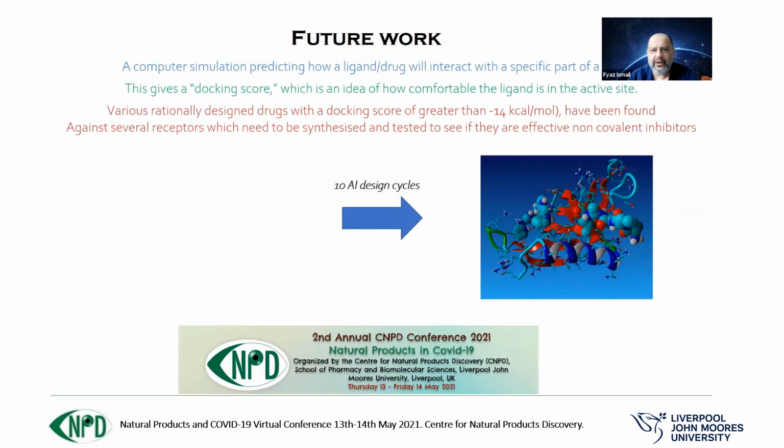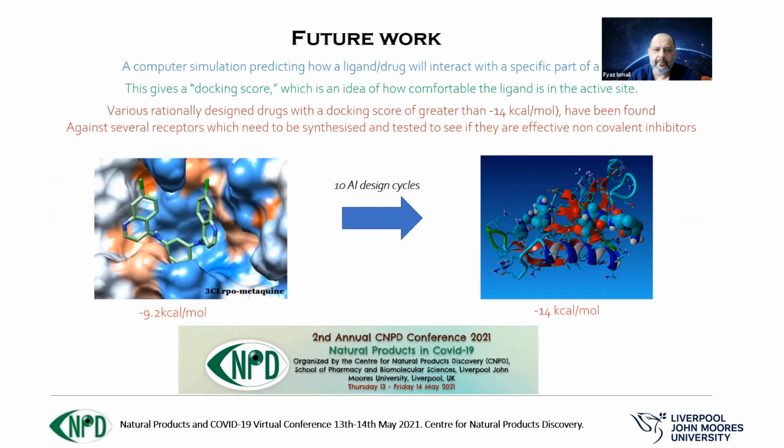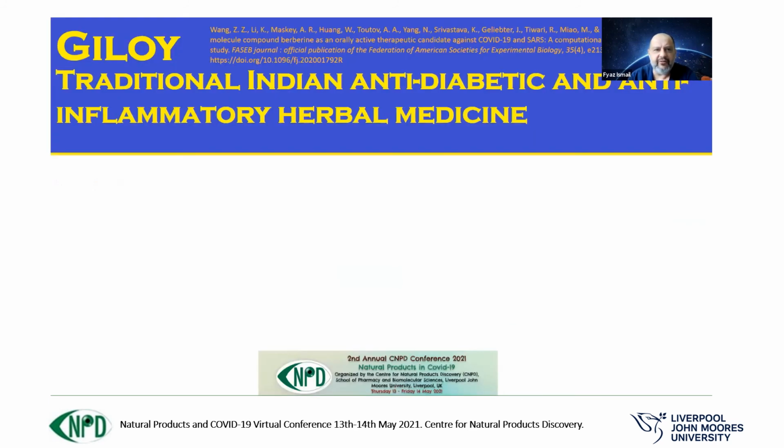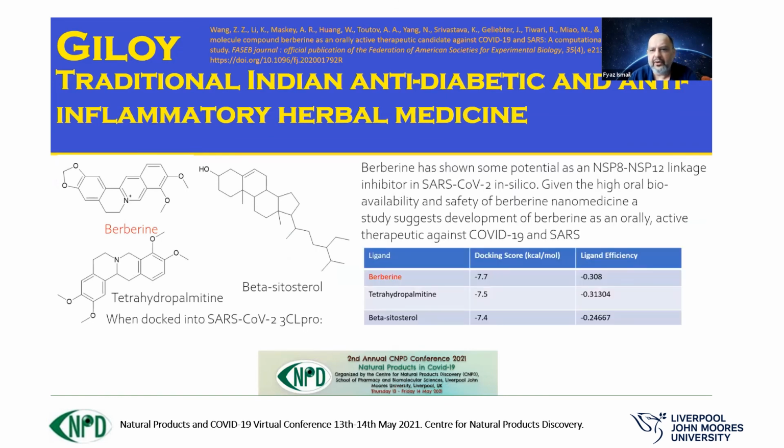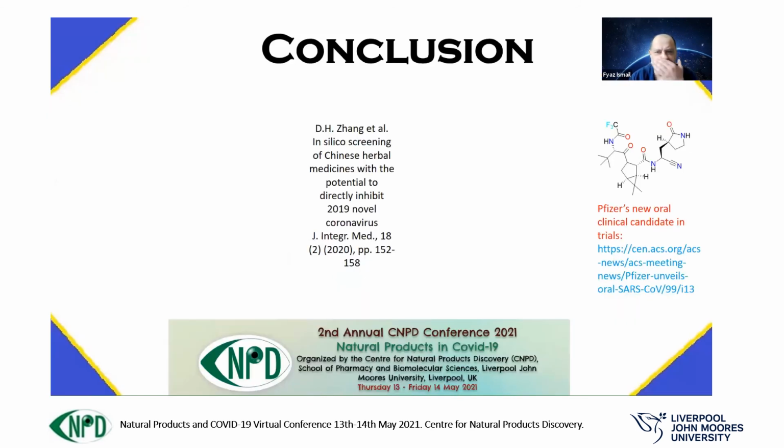So together with our colleagues in Brazil, we took our compound metaquin as a starting compound. And after around about 10 AI design cycles, we have a compound with a sort of binding efficiency of 14 kilocalories per mole. It binds at 14 different hydrogen bonding sites. And we believe once we actually synthesize this compound, it may have good activity. One of the other compounds which has been highlighted, in fact, is berberine as a nanoparticle solution, but there are off-target effects with berberine.